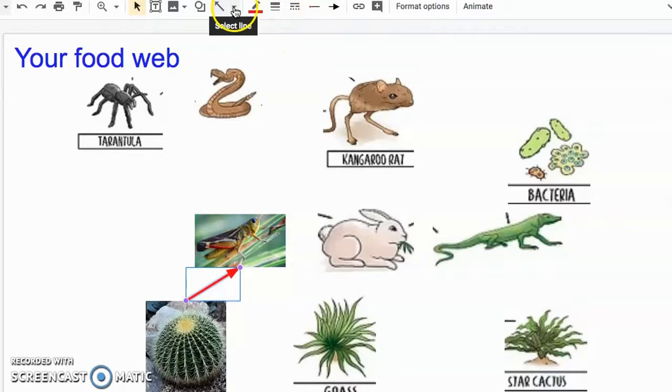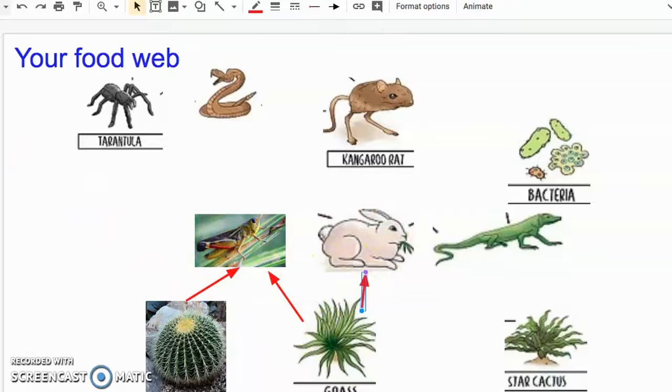Now you can keep drawing arrows over and over. You can click new arrow and draw another arrow. Or you can hit Control Copy and then Control Paste to copy and paste the arrows you already have. And then I'm going to move them to show that the rabbit is also eating the grass. So I have my first 2 steps so far.